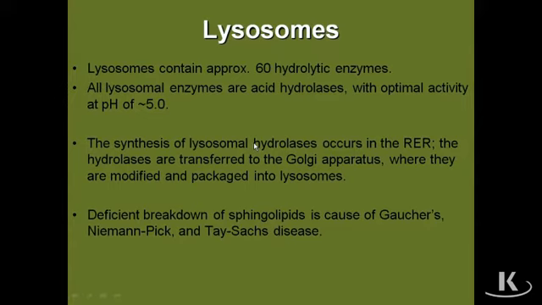Lysosomes contain about 60 hydrolytic enzymes. Virtually all are acid hydrolases, but again, these hydrolases are produced in the rough endoplasmic reticulum. They have to be transferred to the Golgi where they are modified by phosphorylation, sorted, and packaged ultimately into lysosomes. And as you'll hear in pathology, there are a number of lysosomal storage diseases based on various hydrolase enzyme deficiencies that result in deficient breakdown of sphingolipids in the clinical conditions known as Gaucher's, Niemann-Pick, and Tay-Sachs disease.